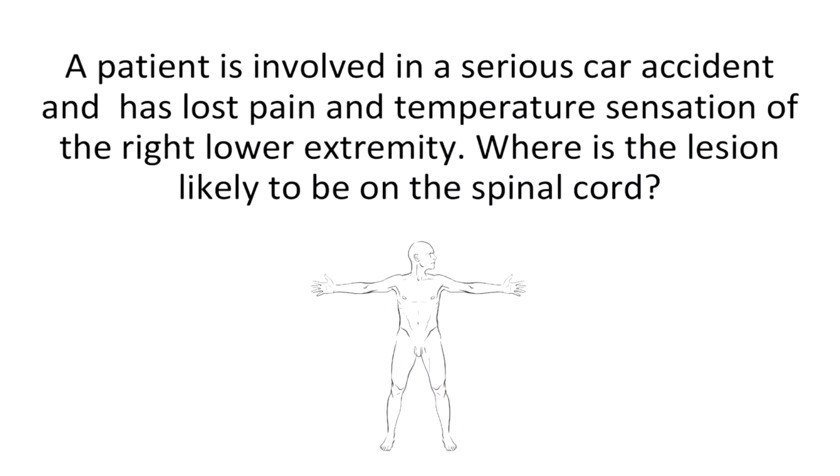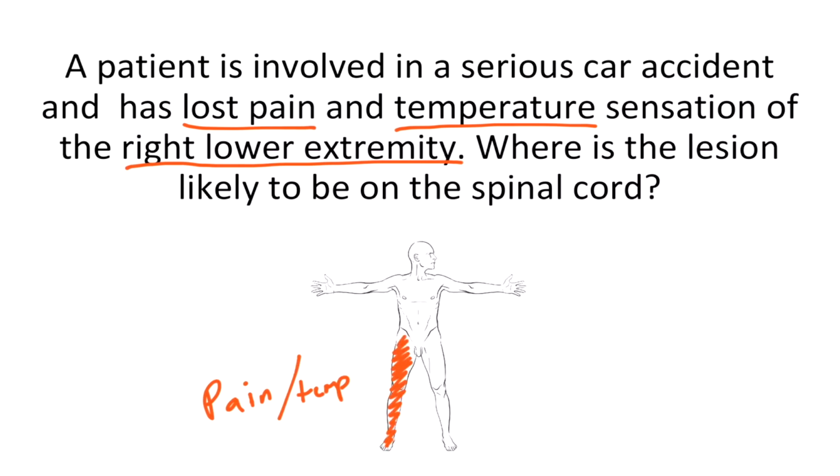A patient is involved in a serious car accident and has lost pain and temperature sensation of the right lower extremity. Where is the lesion likely to be on the spinal cord? Okay, so the patient has lost pain and temperature sensation of the right lower extremity. So their right leg. The spinal cord region responsible for the leg is primarily lumbar, so I will just write a capital L here in the lumbar region. We discuss dermatomes in greater detail later in this chapter. For now, just recognize that this patient has lost pain and temperature for the entire leg, and we suspect that the lumbar region is responsible for that.